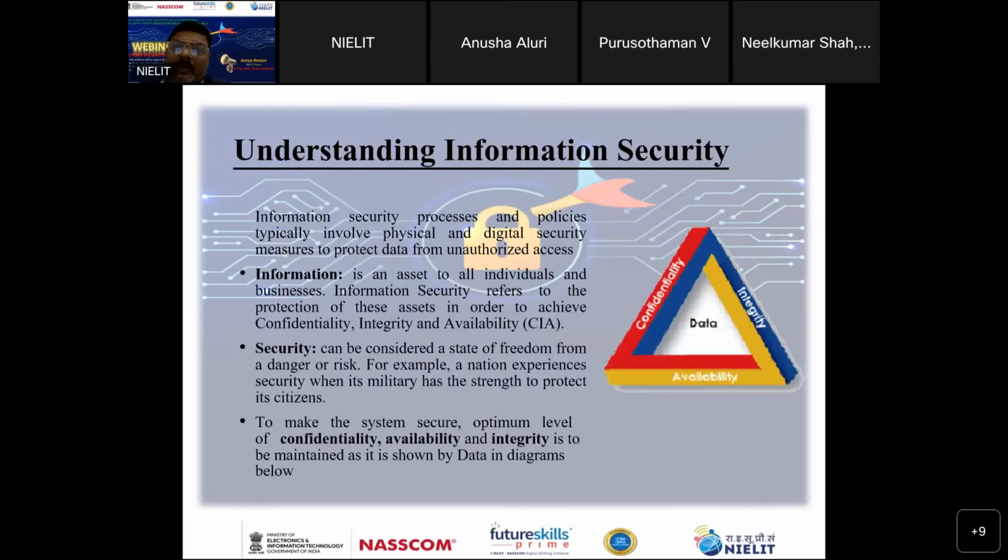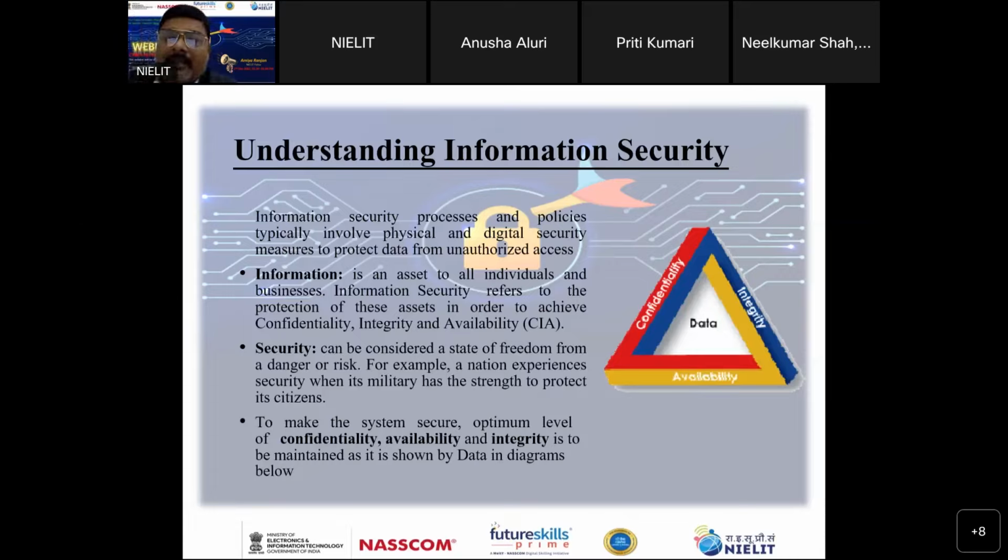Okay, so first we will understand information security. So what is information security? Information security processes and policies typically involve physical and digital security measures to protect data from unauthorized access. It is the process of preventing our data from unauthorized access.